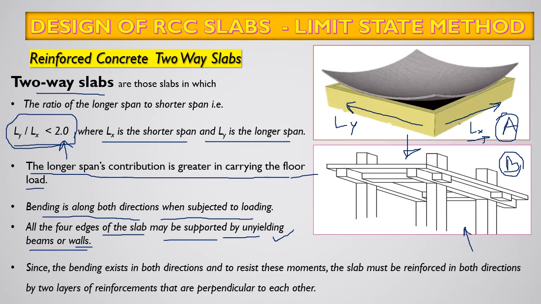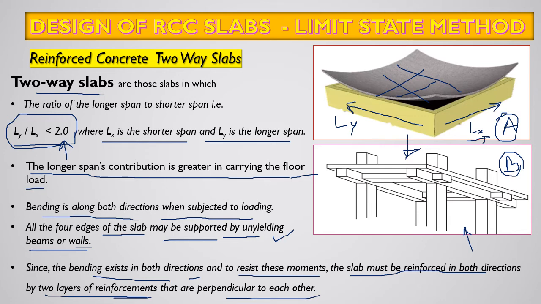Now since bending exists in both directions, as you can see from this diagram, to resist these moments the slab must be reinforced in both directions. So we provide reinforcement in both directions, in two layers of reinforcement as I have shown here, which are perpendicular to each other.